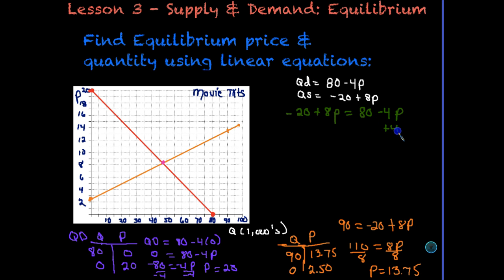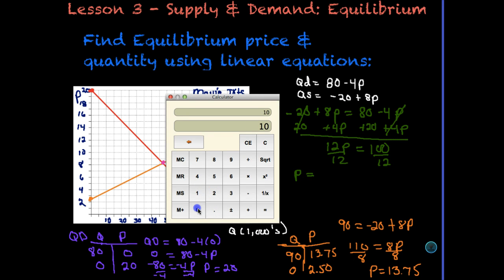So we are going to add 4p to both sides, and we're going to add 20 to both sides to move the 20 over. Let's see what we have. We have 8 plus 4 is 12p. These are gone. And then we have 80 plus 20 is 100, and these are gone. Now we'll divide both sides by 12 to figure out our price. And again, with our calculator, 100 divided by 12 gives us $8.33.